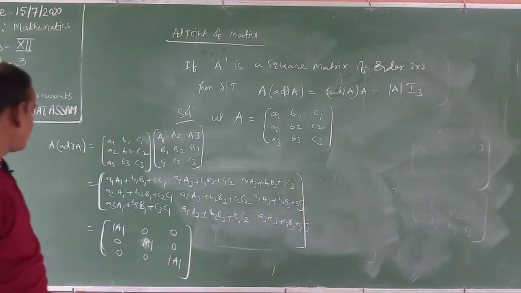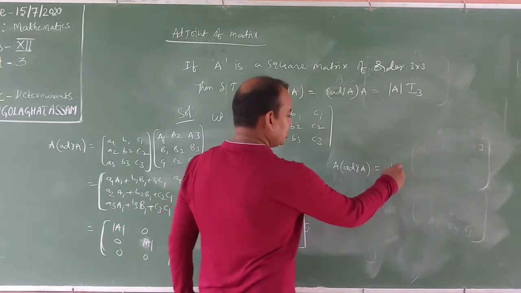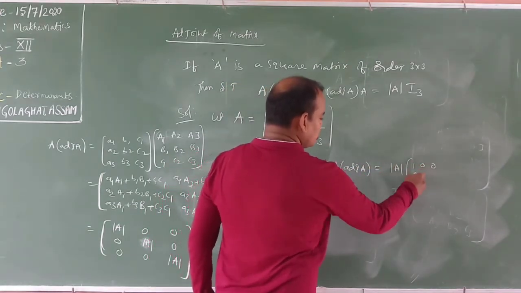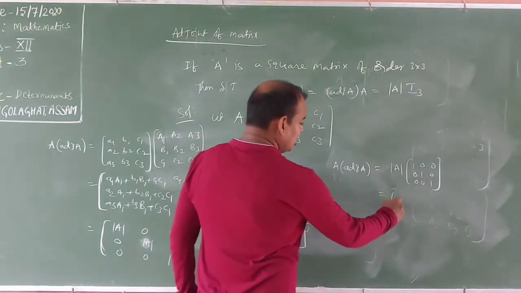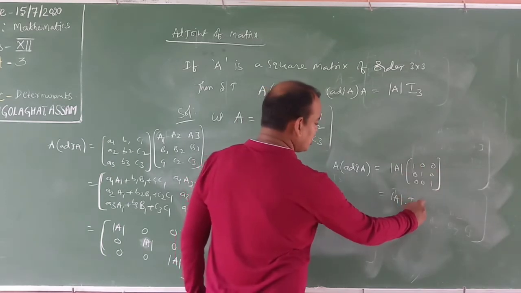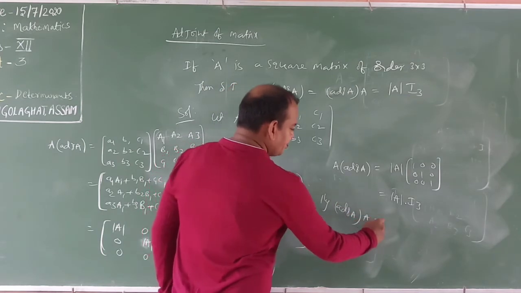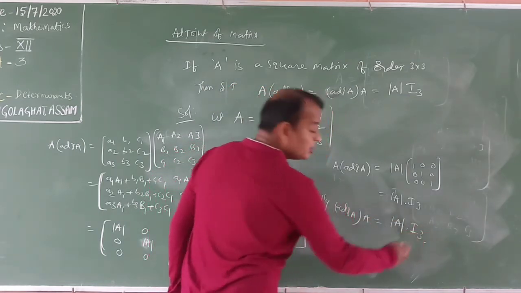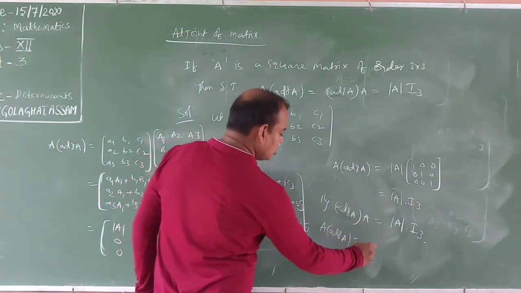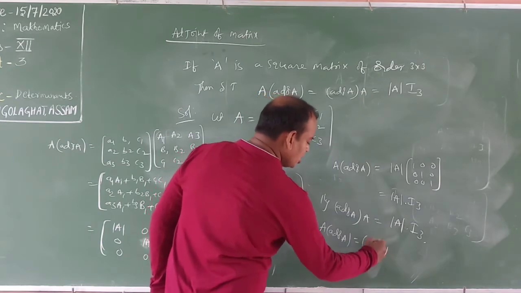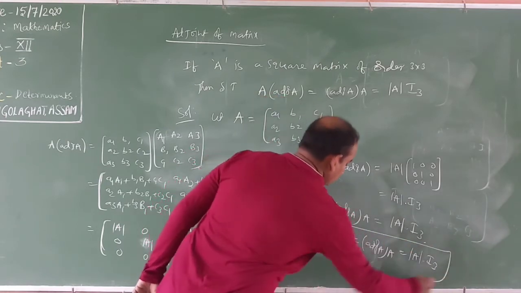Det A in front of the matrix, right? A into adjoint of A. We will take the common det A. What happened? 1 0 0, 0 1 0, 0 0 1. Det A into identity matrix of order 3. Similarly, adjoint of A into A is also det A into I3. Therefore, A into adjoint of A is equal to adjoint of A into A is equal to det A into I3. This is a very, very important result.